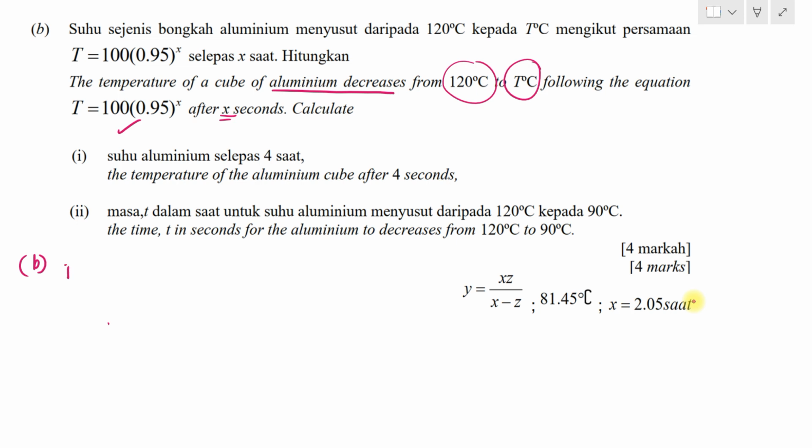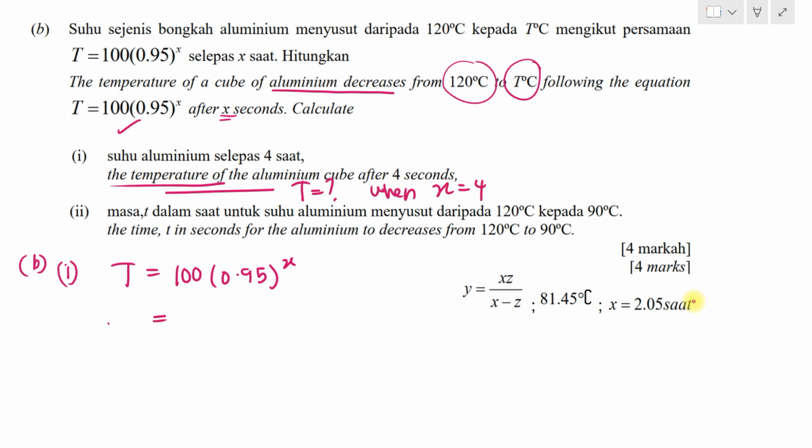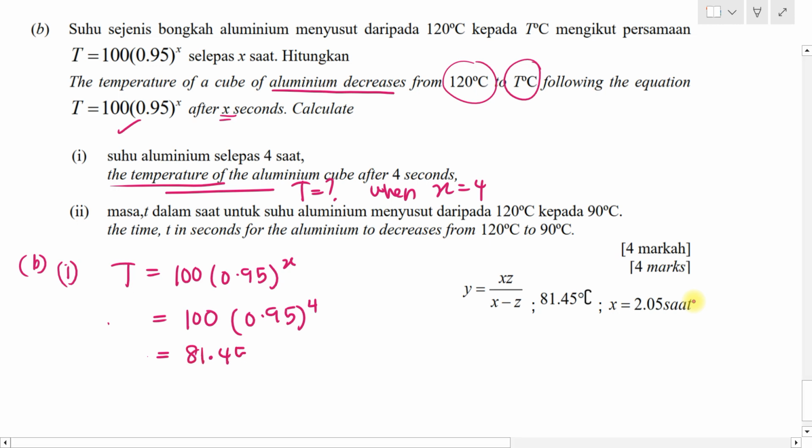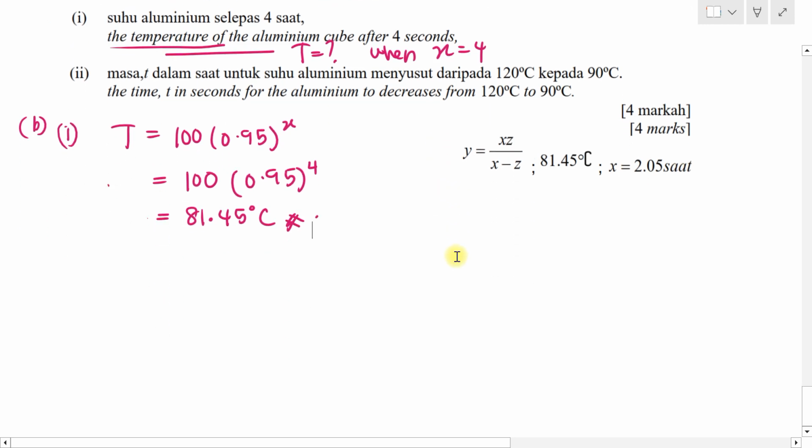Okay. Now the question is, okay, we know that temperature is 100 times 0.95 power x. Find the temperature of the aluminium. Meaning find the T after 4 seconds, when x equal to 4 lah. You just substitute lah. You get your answer lah. 100 times 0.95 power 4. So you'll get 81.45 degrees Celsius. Okay, and then now find the time pula.